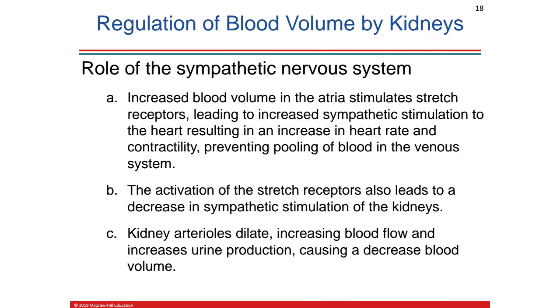Let's first look at the role of the sympathetic nervous system on blood volume regulation. Imagine there's a lot of venous return to the heart. This will increase the blood volume in the atria. There are mechanosensitive receptors in the atria that respond to that stretch by becoming more active, and there are action potentials that are sent via the nervous system to the brainstem.